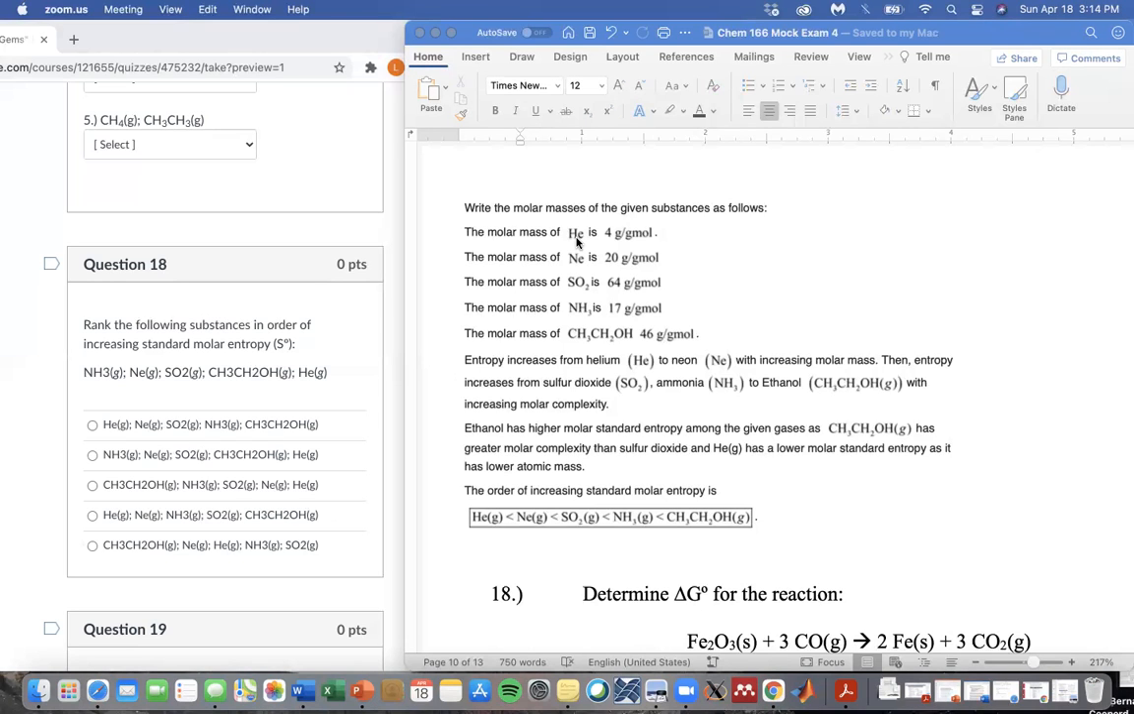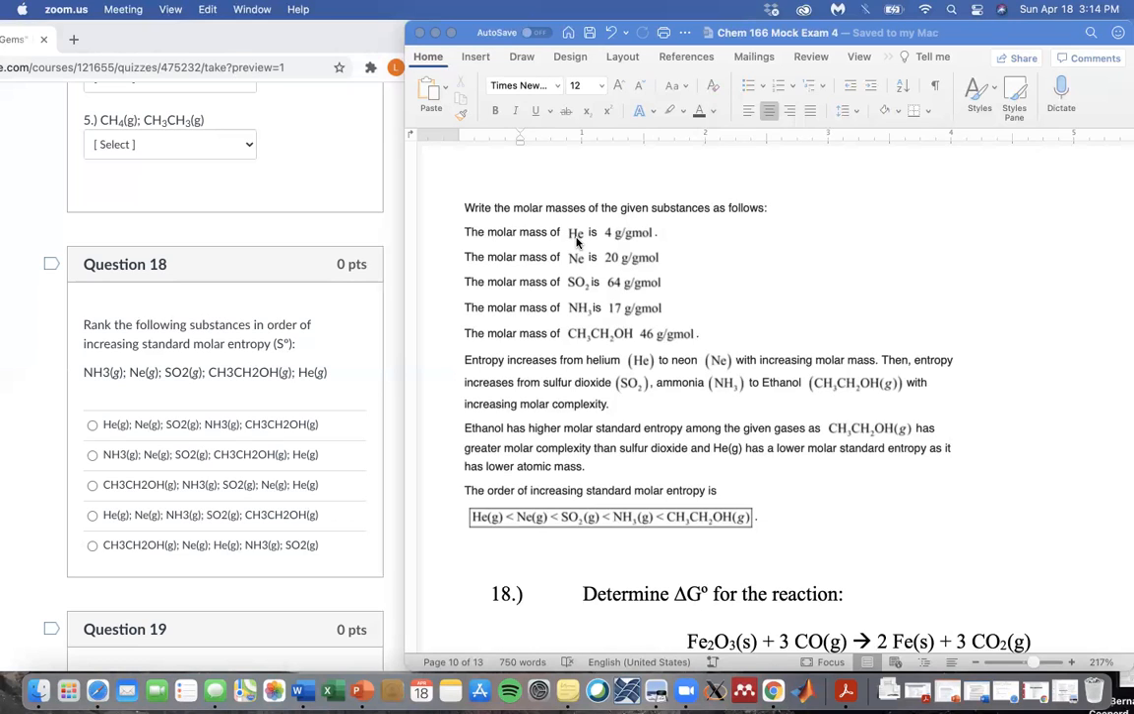So I would say look at the state first, whether it's a liquid versus a gas versus a solid, because that's going to be the number one most important thing for determining molar entropy. And then I would count the number of atoms involved in that molecule. If it has a greater number of atoms, it has more complexity, so it'll have more entropy.